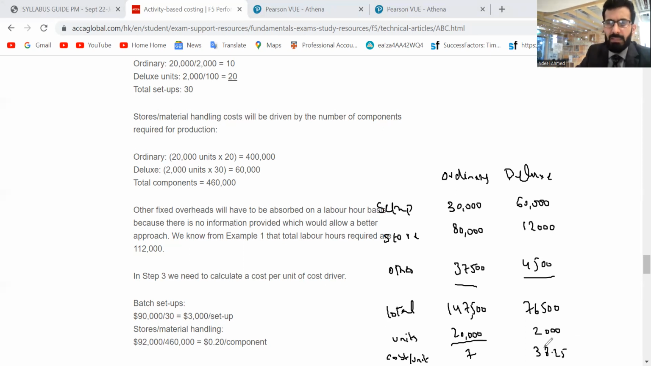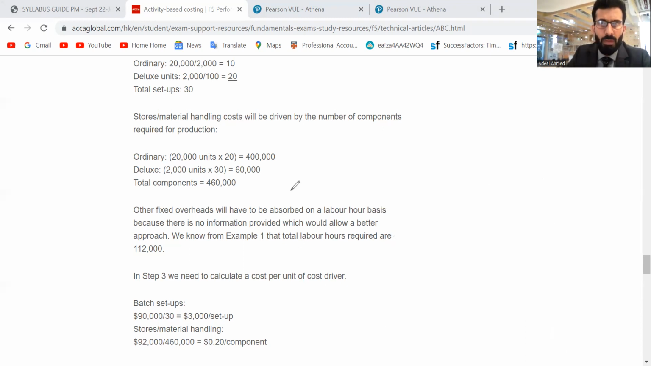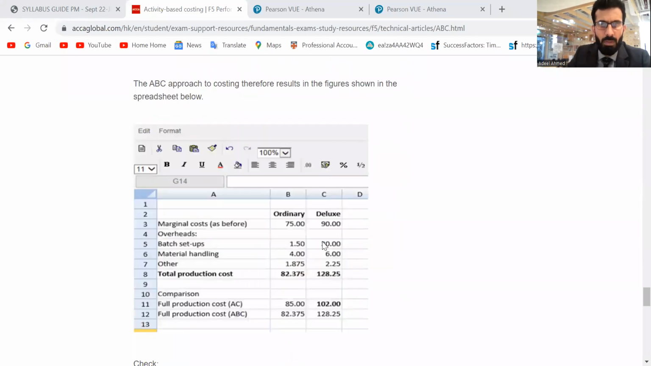Now, this indirect cost per unit would be added to the marginal cost, and as a result, we will be able to calculate the full production cost. And let's see, what do we have as a full production cost here? So when this cost, which we identified earlier for each product, is added to the marginal variable cost, the total production cost turns out to be 82.375 for ordinary and 128.25 for deluxe.